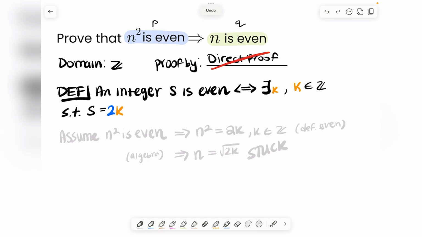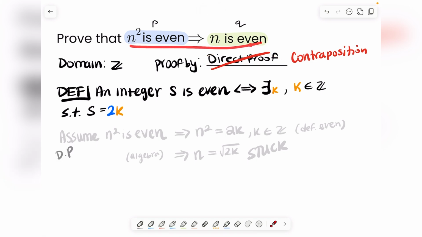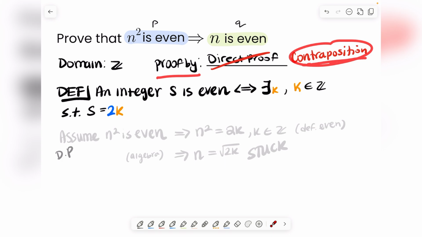So instead of a direct proof, we're going to try another method called contraposition. And it's actually the same thing as a direct proof, except that you're not proving the original statement P implies Q, you're proving the contrapositive of P implies Q. And it's easy to remember because contraposition and contrapositive sound really similar. I like to think of it as when I'm doing a proof by contraposition, I'm in the position to use the contrapositive.